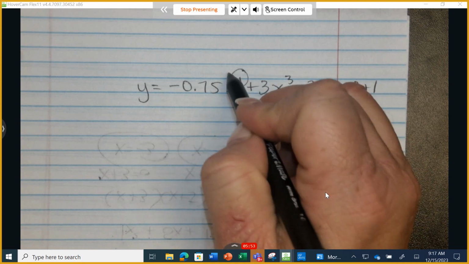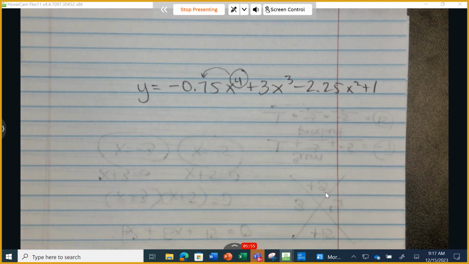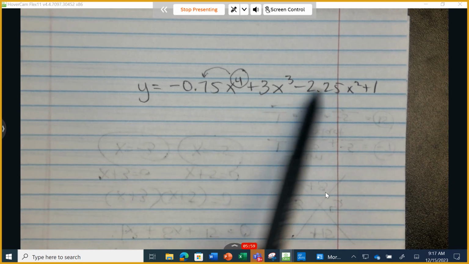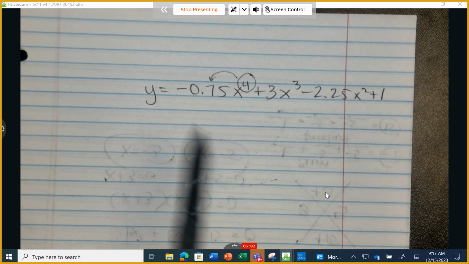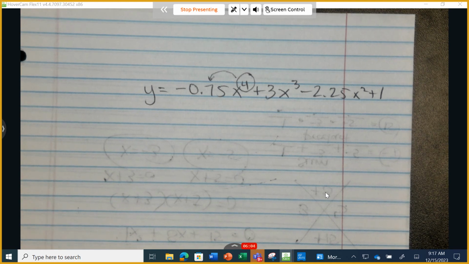Even degree, negative. What does even degree negative look like? Both down. So your extra credit gives you a series of questions like this, and then you decide what is the end behavior, but you never have to graph it. That is extra credit.